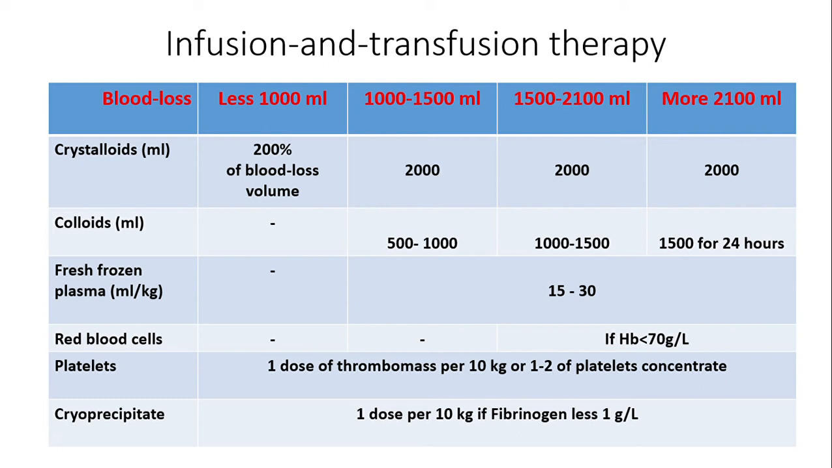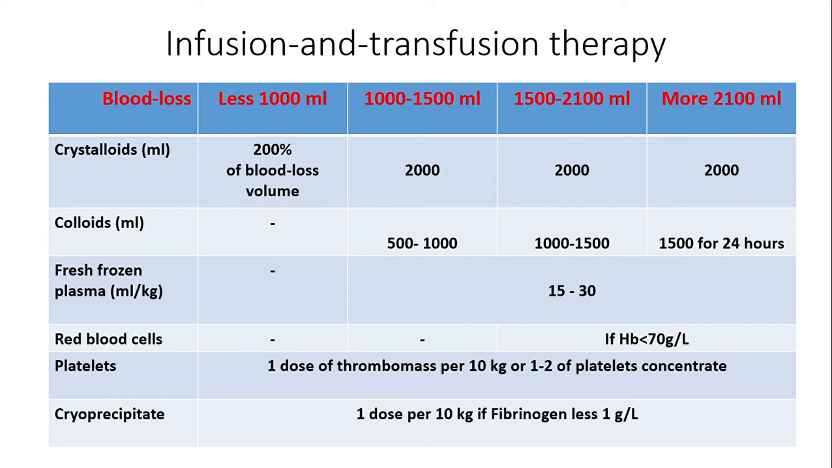If the hemorrhage is less than 1 liter, you may need to give crystalloids only; it is not necessary to give blood preparations and other blood products. At least 200% of the blood loss volume needs to be replaced by crystalloids in case of minor hemorrhage, less than 1 liter. In case of hemorrhage of 1 liter to 1.5 liters, again, crystalloids are necessary.